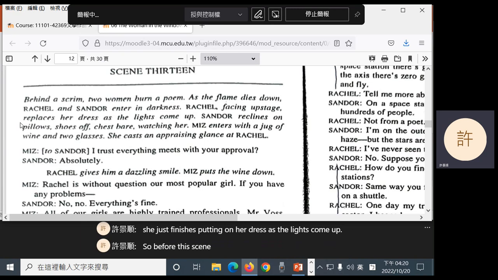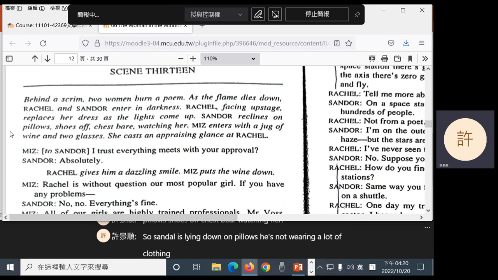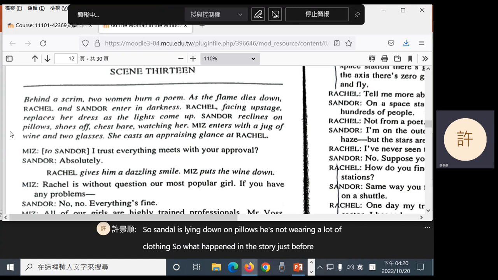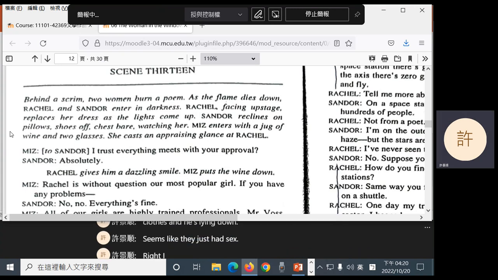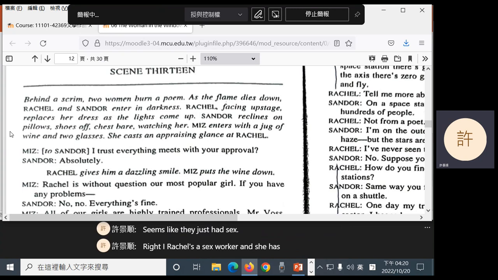Before this scene begins, she was not wearing her dress. Like in the story. The next line says, Sandor reclines on pillows, shoes off, chest bare, watching her. So Sandor is lying down on pillows. He's not wearing a lot of clothing. So what happened in the story just before scene 13? Rachel wasn't wearing a dress. Sandor is not wearing a lot of clothes, and he's lying down. Seems like they just had sex, right? Rachel is a sex worker, and she has just done a key part of her job.